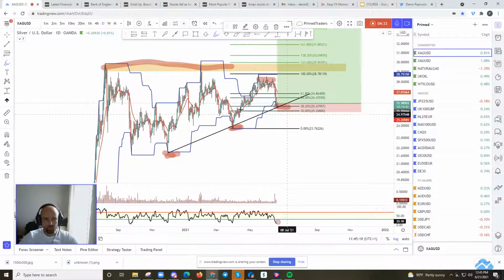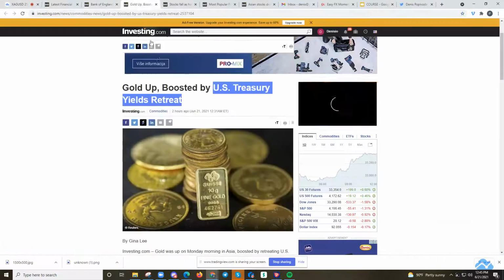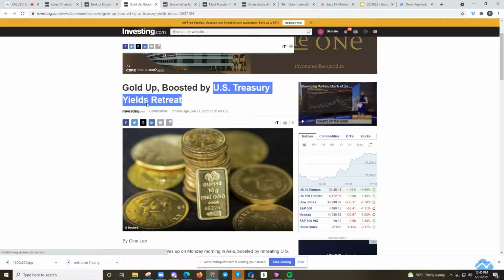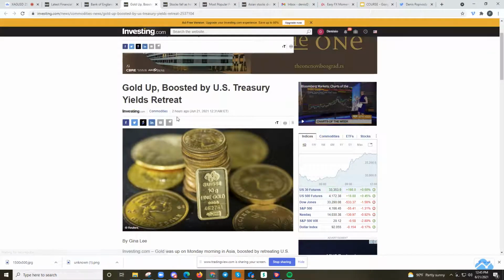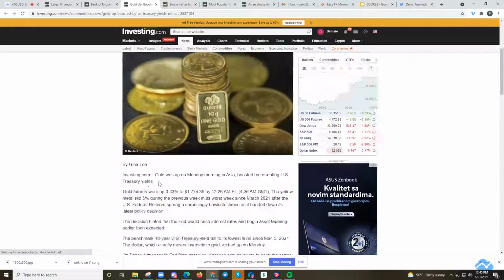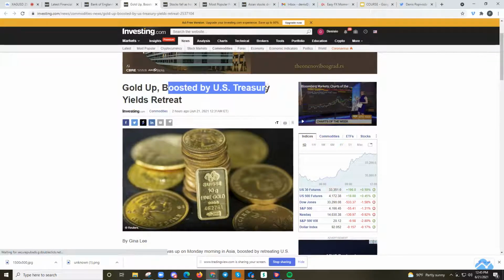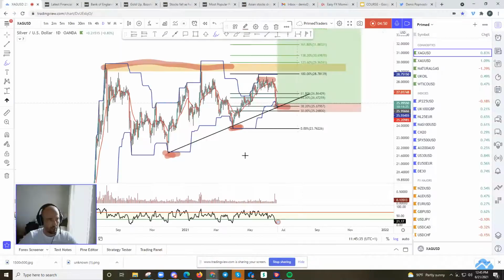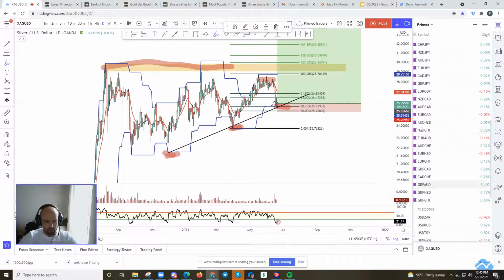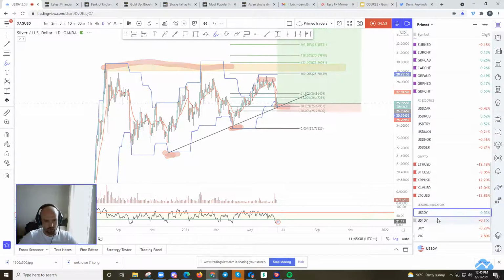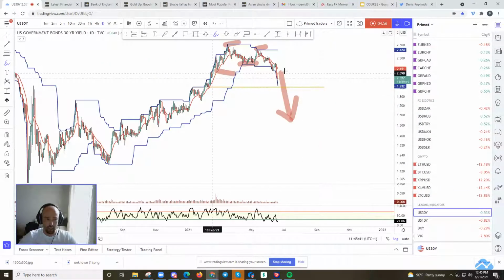RSI is down, Treasuries are going down, and a very simple way to find this without checking all the charts is, for example, here. You don't have to read the whole thing over here. You can just see here, gold up, boosted by US Treasury yields, which are retreating. Then all you need to do is come down here, find US Treasuries, see what's up, and you can see that they are under pressure.